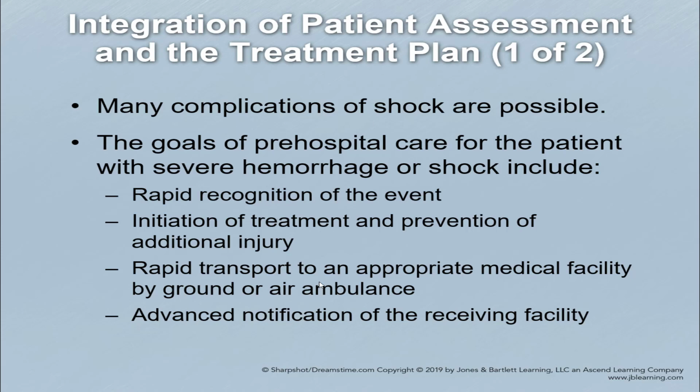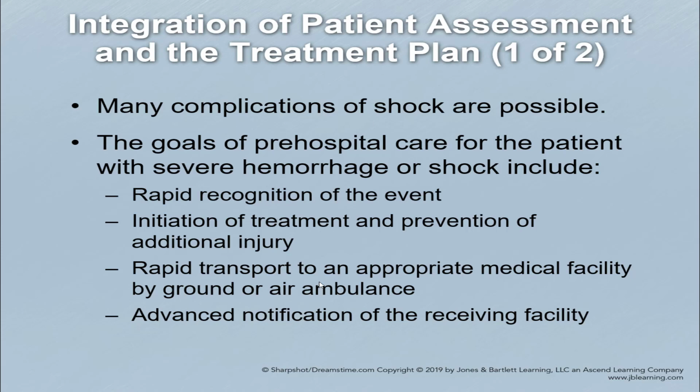So the goals for pre-hospital care for this patient with severe hemorrhage or shock include rapid recognition of the event, aggressive treatment. Okay, be ready to ride the line of what's uncomfortable for you, but yet still function in what you know is appropriate. Initiation of treatment and prevention of additional injury. Rapid transport to the appropriate medical facility by ground or air ambulance. Advanced notification of the receiving facility.